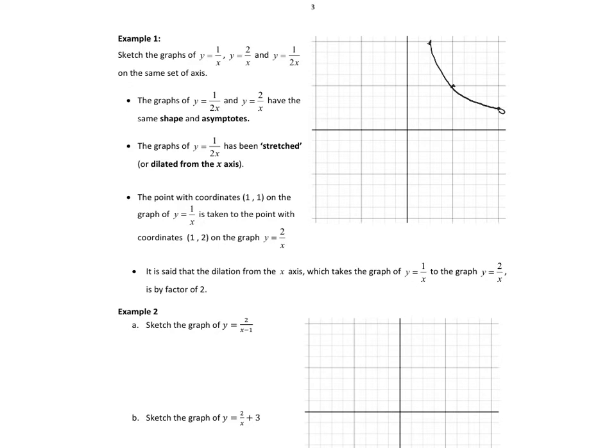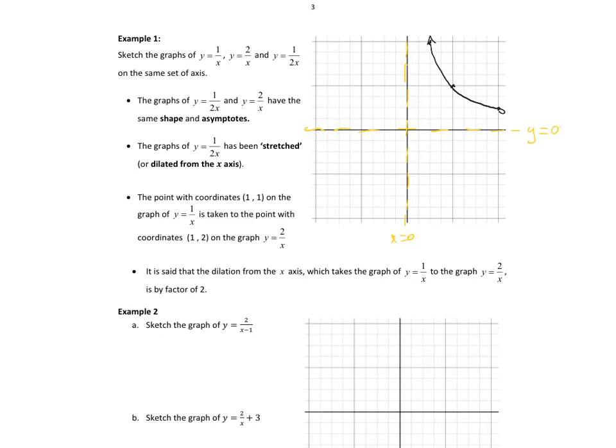And they approach the asymptotes. Probably is a good habit. We should get in the habit of putting our asymptotes in straight away. Put the asymptotes in, x equal to 0, y equals 0. Okay, let's go back to 1 on x again.